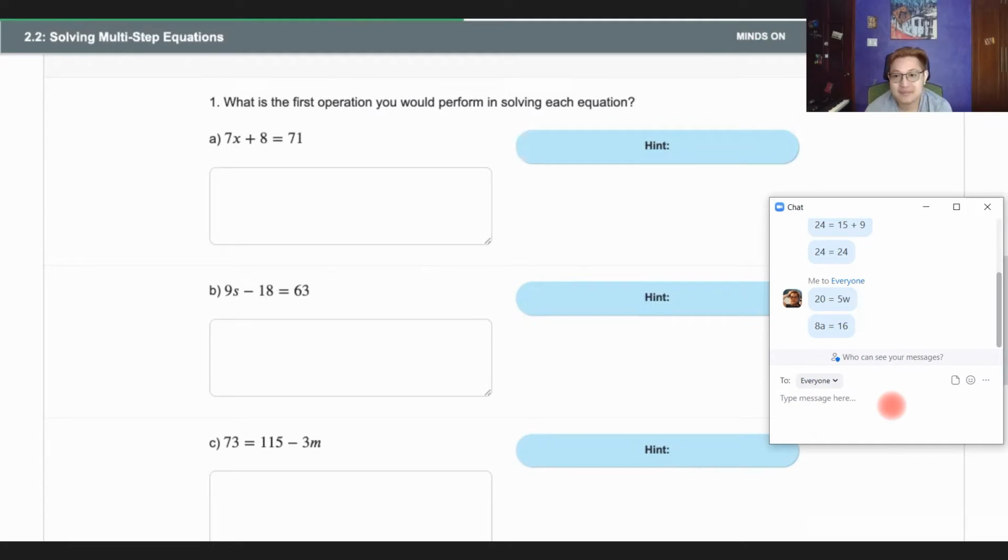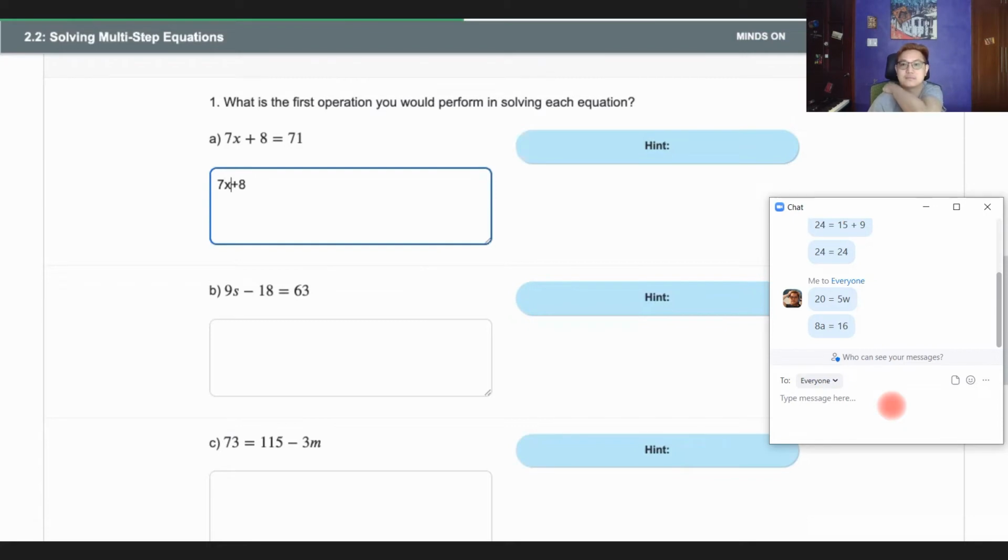So you bring the 8 to the right side, and it becomes 71 minus 8. 71 minus 8 is 63, and then bring the 7 down here. It's much easier.